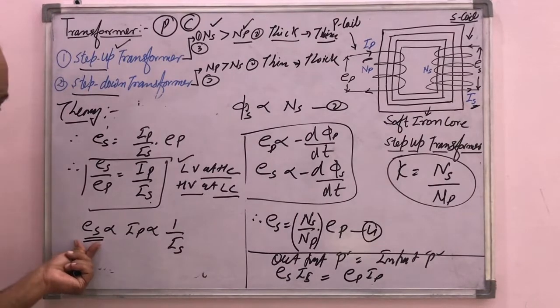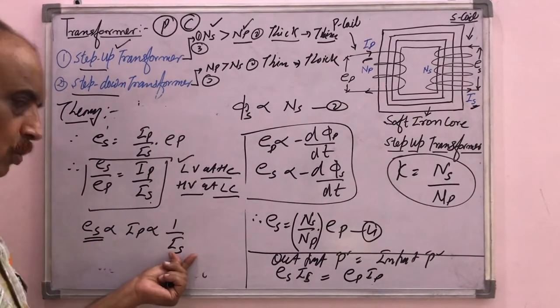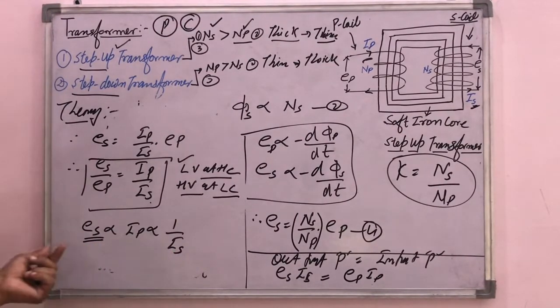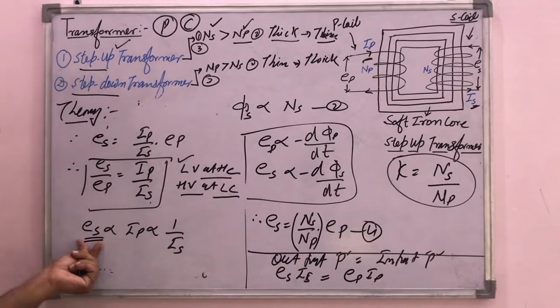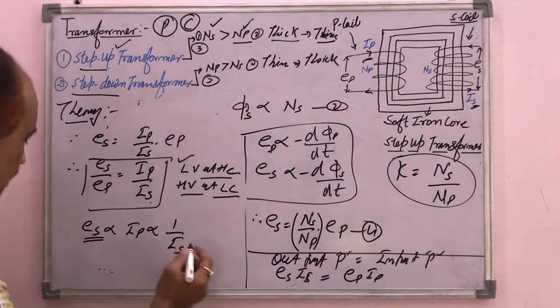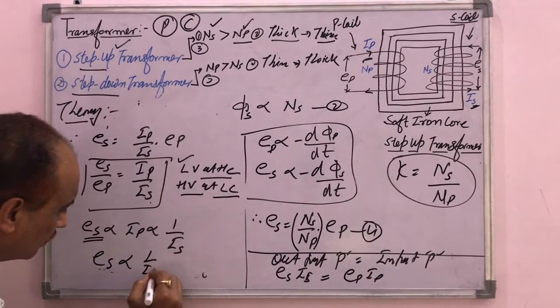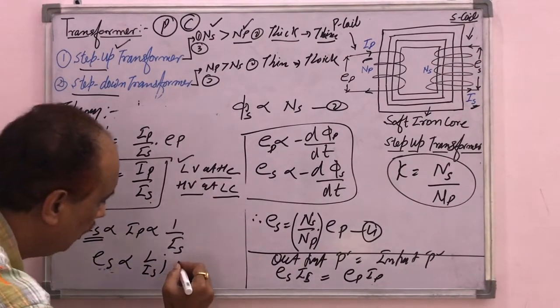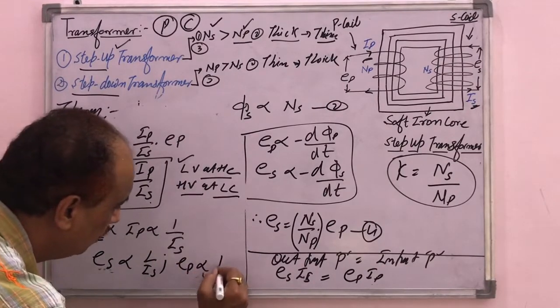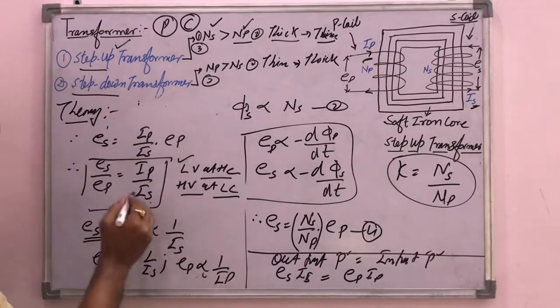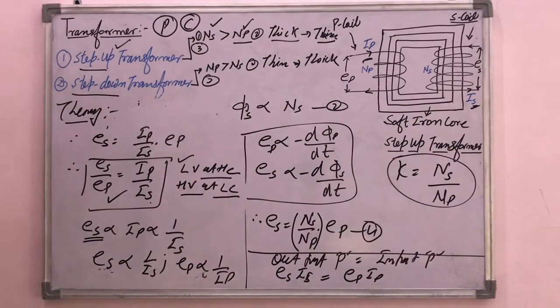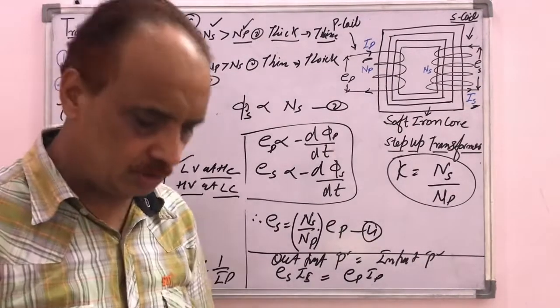So if the voltage is high, then current will be low. Similarly, if the voltage is low, then current will be high, because they have an inverse relation, because Es is proportional to 1 upon Is. Similarly, we can write for the equation Ep. So Ep is proportional to 1 upon Ip from this formula. So voltage and current are both inversely proportional to each other.